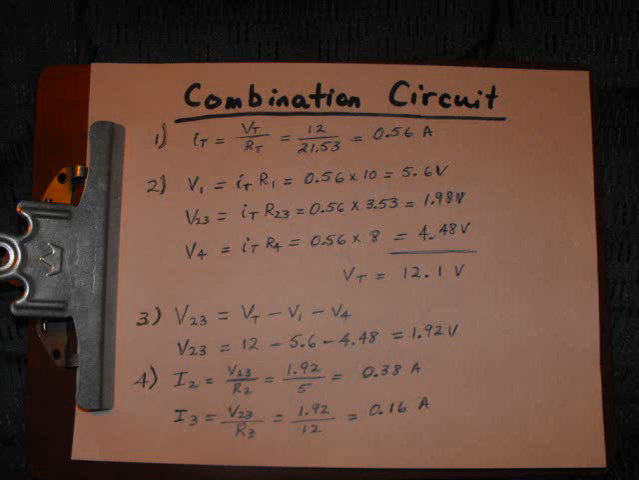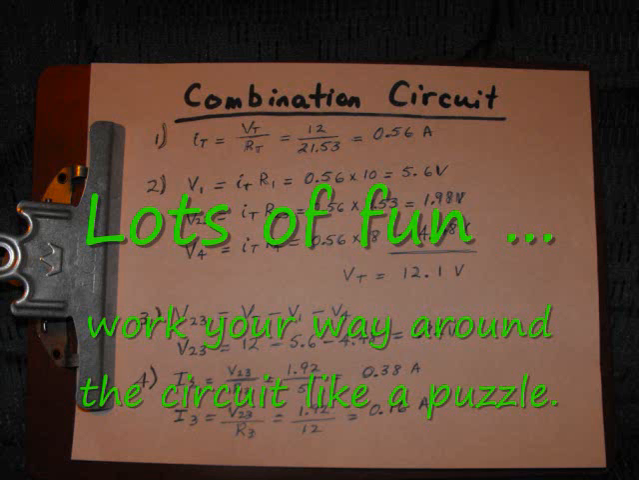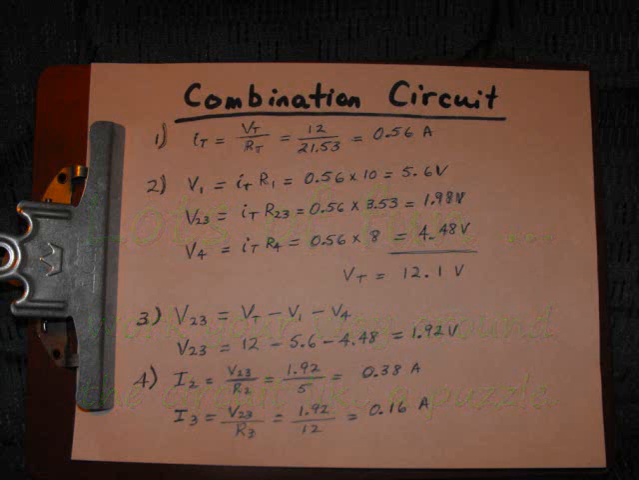Once you've done that, then you can come up with the voltages across each element. Notice in number 2 we've come up with the voltage drop across the parallel portion of the circuit. We call it voltage 2,3. Okay, then in number 4 we're using voltage 2,3 to come up with the individual currents. Now what we've done in number 3 is to show you an alternative way to come up with the voltage 2,3.